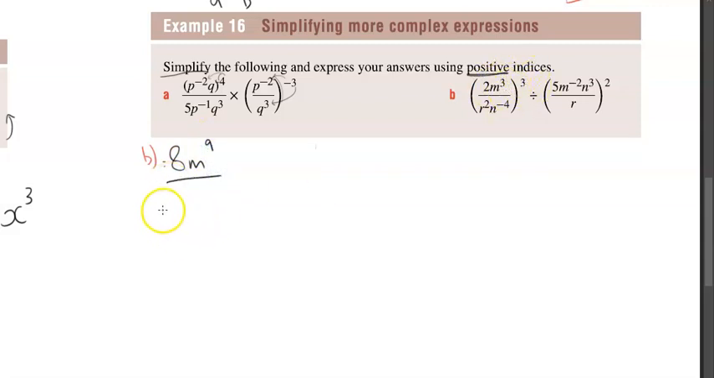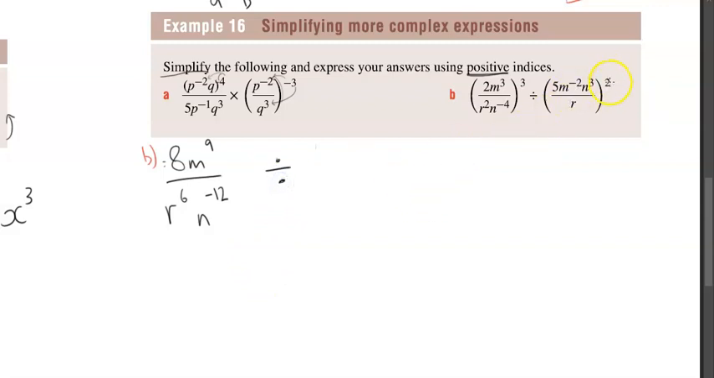This is going to be all over r to the power 6, and n to the power of negative 12. Again, that 3 is being applied to that, and to that power there. 2 times 3 is 6, negative 4 times 3 is 12. We have a divided by.